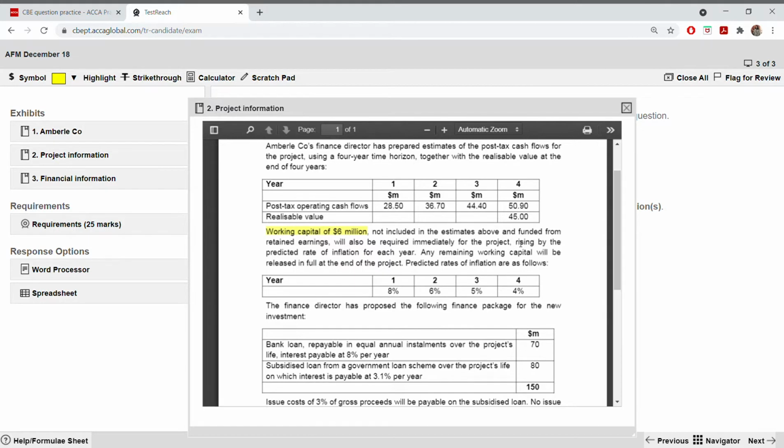So you see your working capital will increase by inflation. We have to see what the inflation is. If you see, these are the inflation rates: 8, 6, 5 and 4%. And any remaining working capital will be released in full at the end of the project, right? It's always released. We assume that, whether they write it or not.